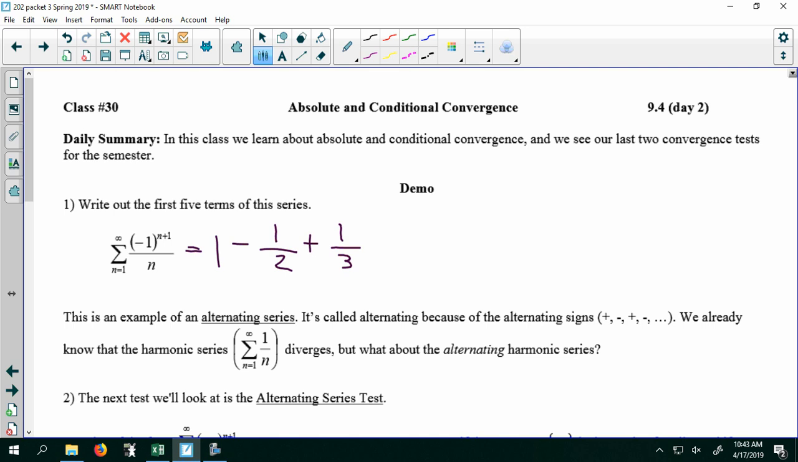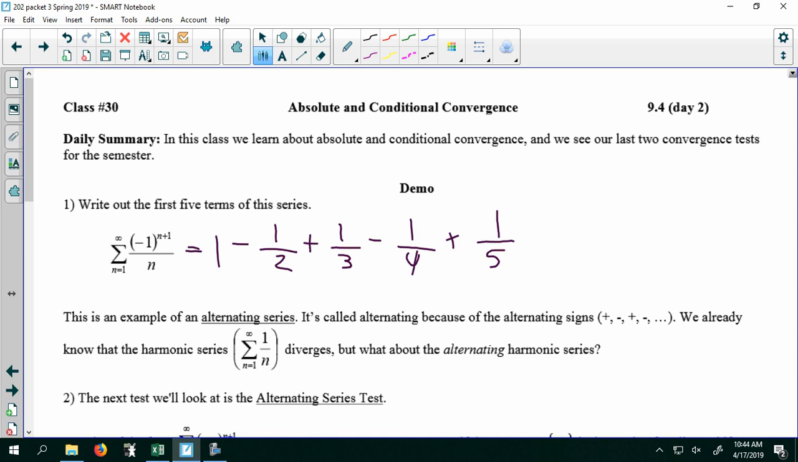Plug in n equals 4. So replace the n in the denominator with a 4. And then you're going to have -1 to the 5th, which is -1. And one more term. My denominator is going to be a 5 when I replace that n with a 5. And this is going to be -1 to the 6th, which is +1. So that's the first 5 terms of my series.